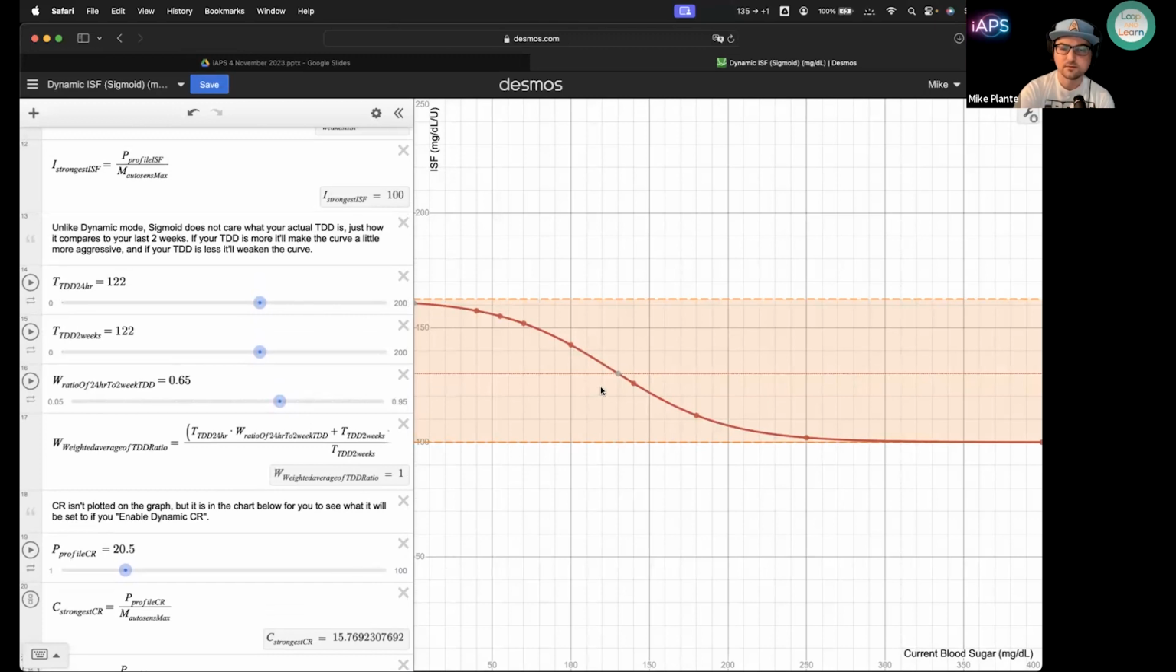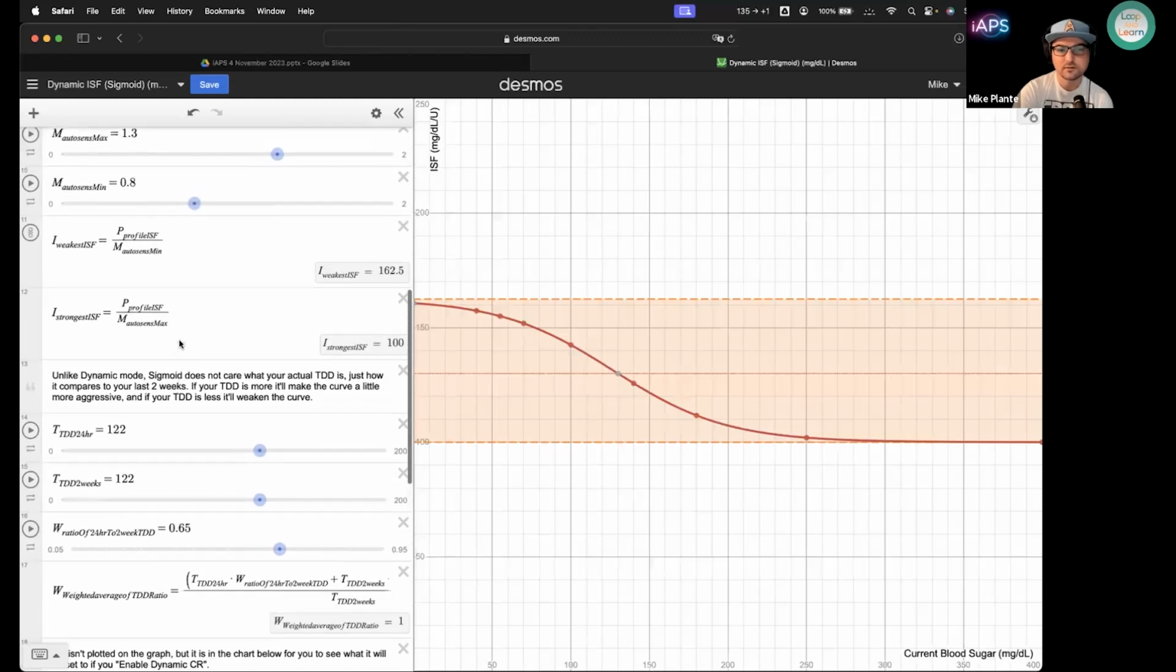The min and max will affect the absolute minimum and the absolute maximum. So it more so affects your higher and your lower values. The min and max make it how aggressive it can be, and the adjustment factor, I'm trying to figure out how to phrase this, adjusts how fast it changes. So autosens min and max change the vertical amount, and then the adjustment factor changes the horizontal amount.